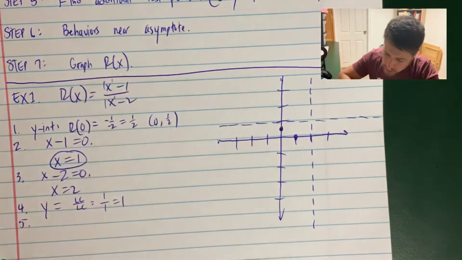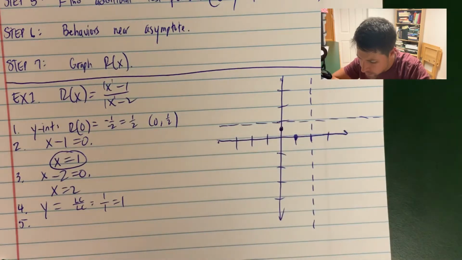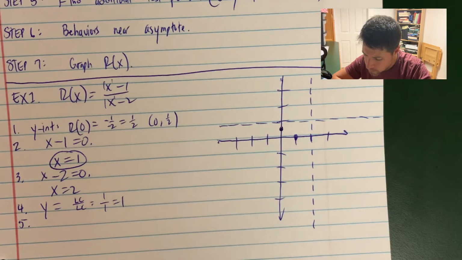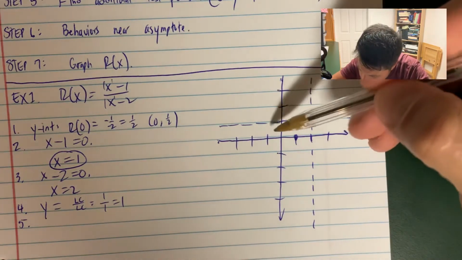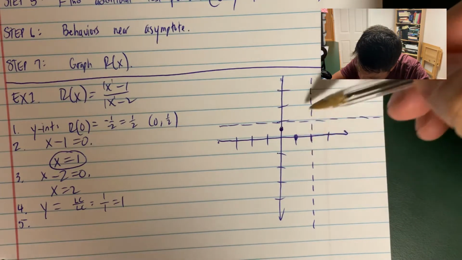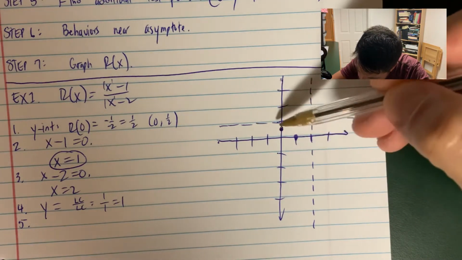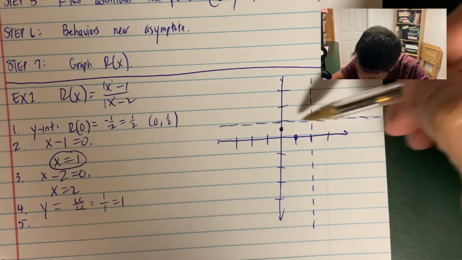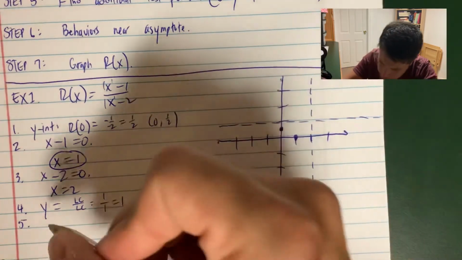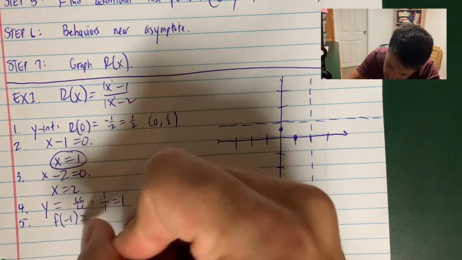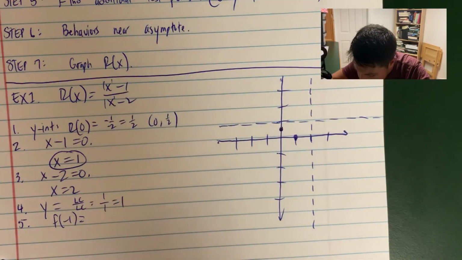Now, we don't have any other points to find. We got the y-intercept. We have the x-intercept. So we're going to plot a couple of additional ones to see if this can help us graph. I think I know what this shape is going to be sort of on the lower left section of where these asymptotes intersect. I'm going to plot f of negative 1 just to make sure that I know this is going in the right direction.